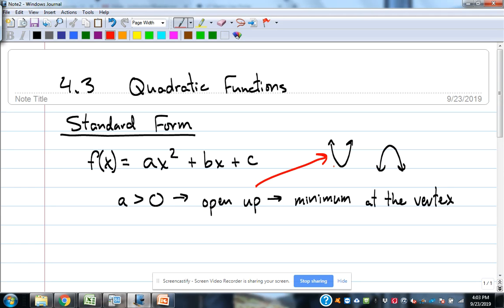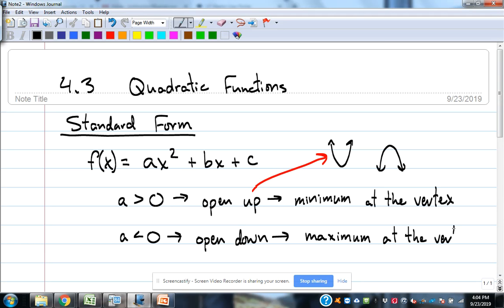When I say open up, that's what I'm talking about, opening in that direction. If a is positive, that decides that. If a is negative, or less than 0, it's going to open downward. It's going to have a maximum at the vertex. And the vertex is that single point down at the bottom or up at the top.